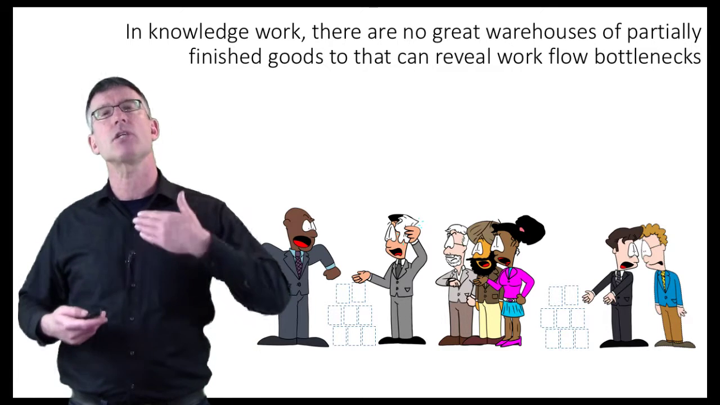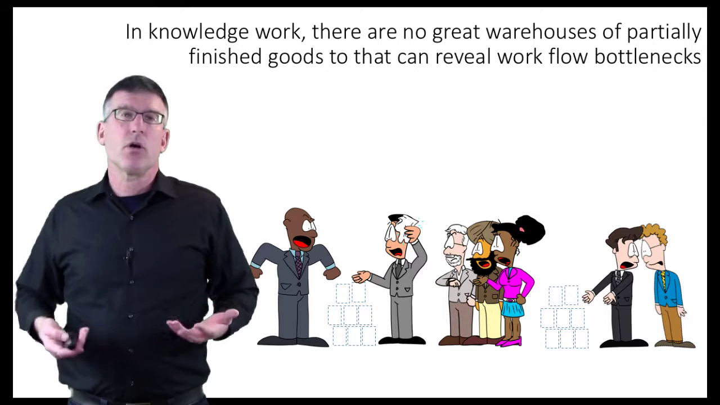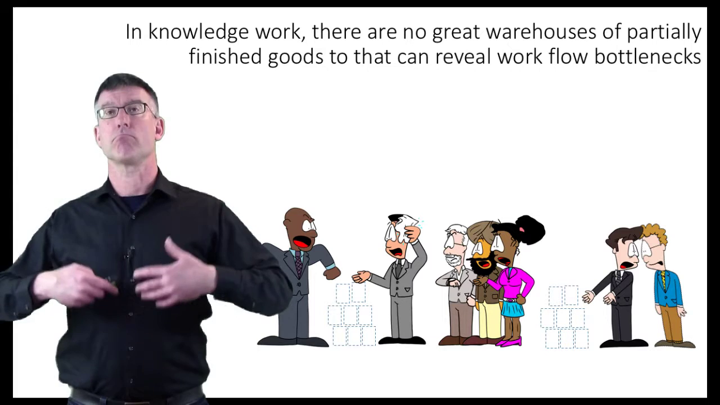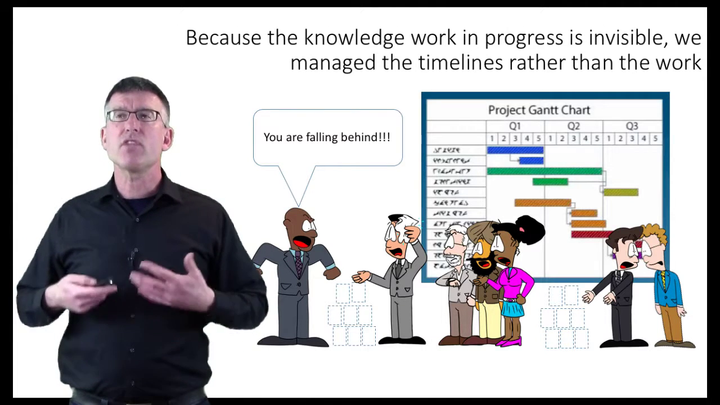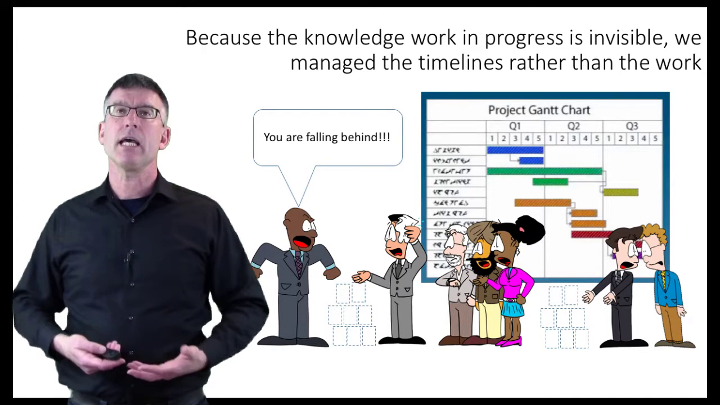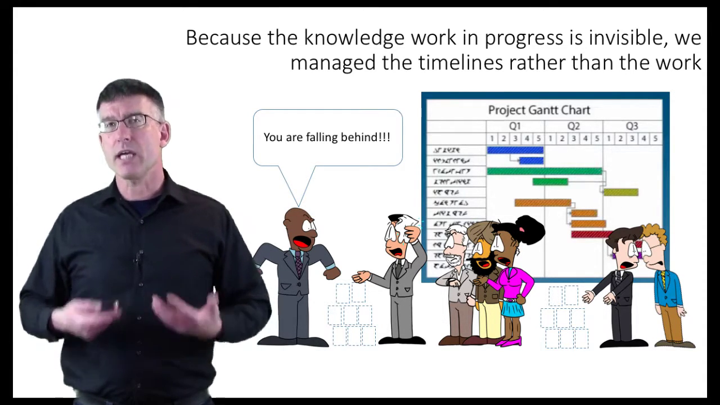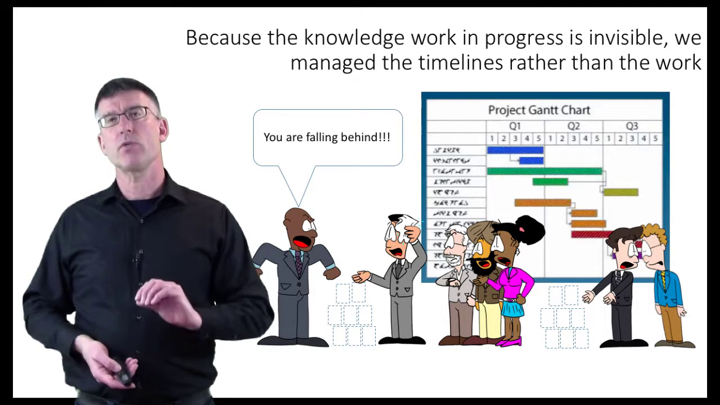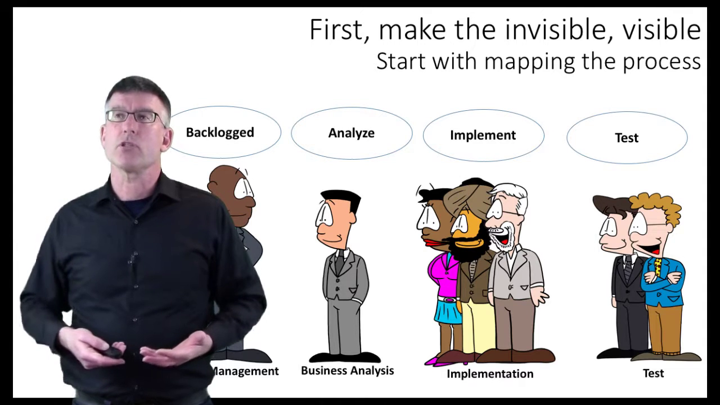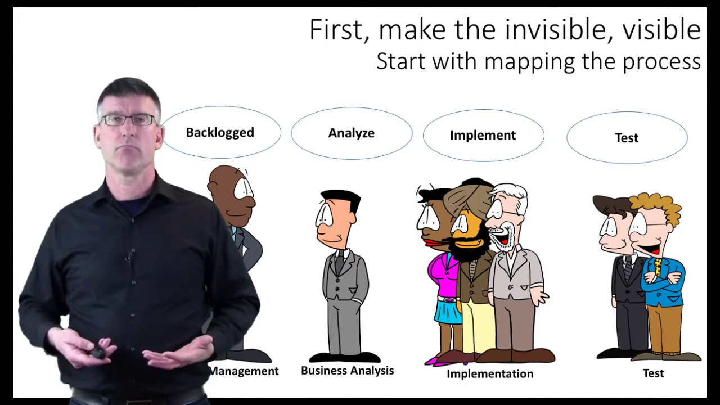It delays getting product out. So rather than managing our inventory or work in progress because it's invisible, we've tended to manage the timelines. And unfortunately, it really is causing the real waste in our system to be hidden. So how do we resolve this? Well, first is, let's make the invisible visible.